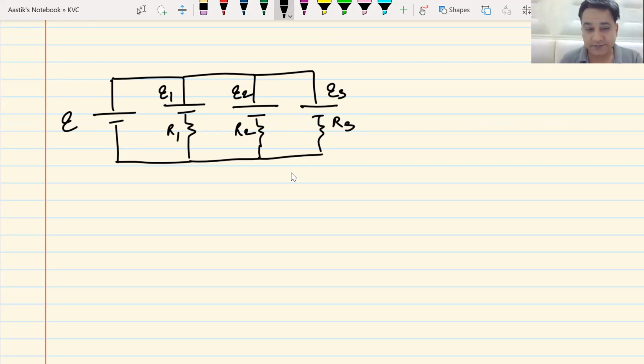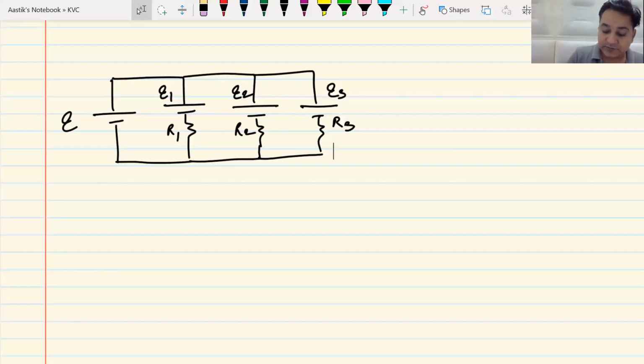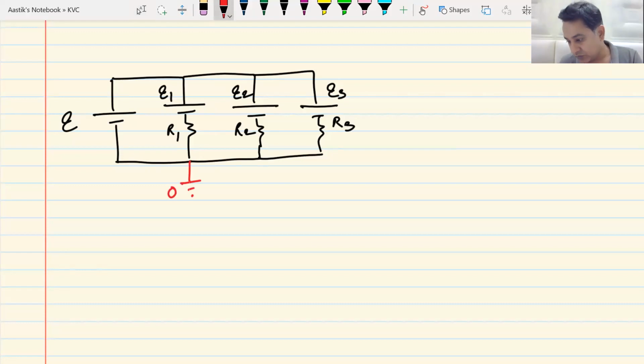I'll give you a minute to think about it, okay? Think about it and tell me how to do it. Take initial, at any corner, take 0 as potential, okay? So let me take this point as 0. Then how will you do it?